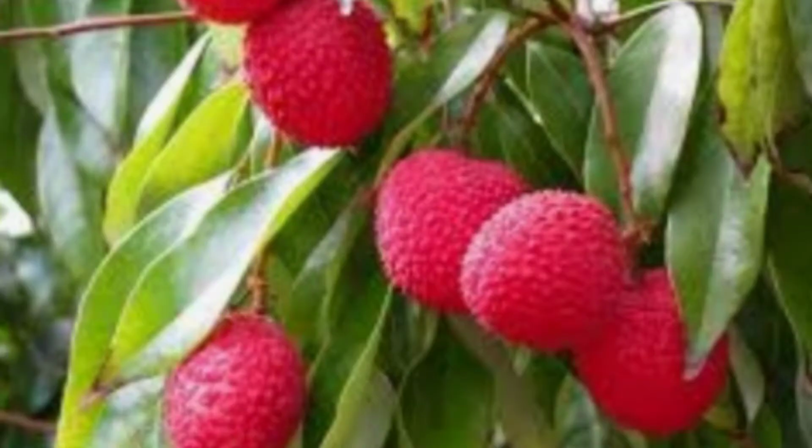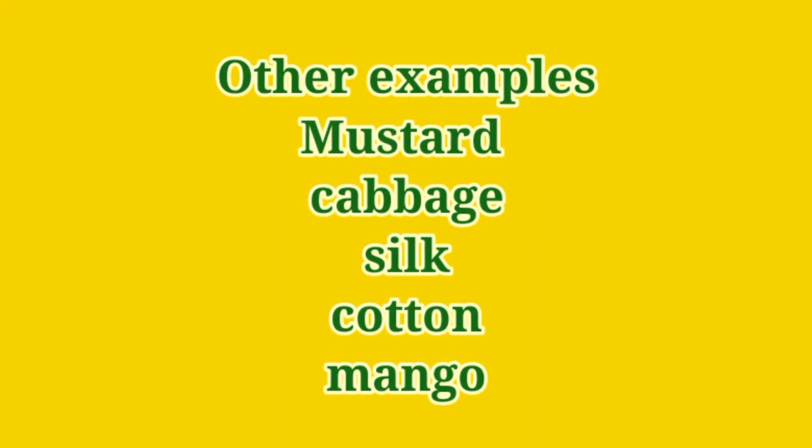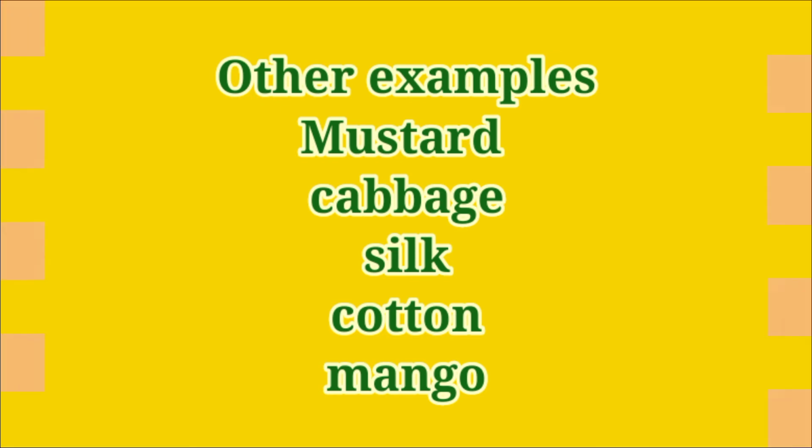For example, neem leaves. These are lemon leaves. They do have reticulate venation. You must have seen lychee leaves. See them carefully. They also have a network of veins that is called reticulate venation. Now the other examples of reticulate venation are mustard leaves, cabbage leaves, silk cotton and mango leaves. All these plants have reticulate venation. You know, the plants which bear broad leaves and reticulate venation, they do have tap roots. And the plants which have narrow leaves show parallel venation, and they have fibrous roots.